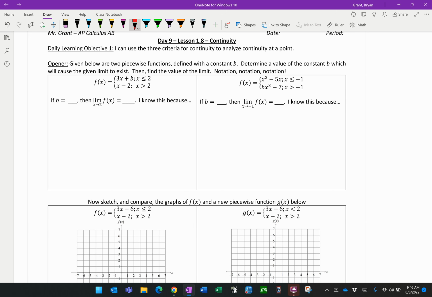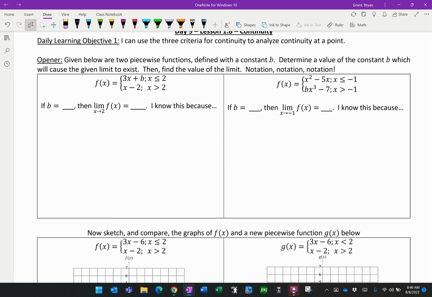So we have 2 piecewise functions for the opener. We're going to be doing a lot of piecewise functions today. And as we're looking at these 2 piecewise functions, you'll notice that each of them has 2 branches, 1, 2, 1, 2. But in those branches they also have this constant b, where we're going to have to identify a value for b and decide what that value will be to make this piecewise function continuous.